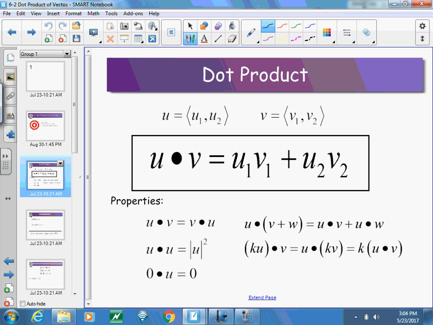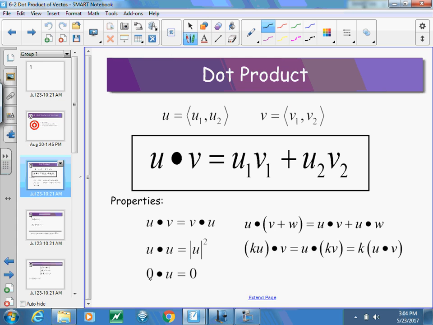Properties of the dot product that we can use: u dot v is the same thing as v dot u, so it's very similar to 2 times 3 is the same thing as 3 times 2. Something new for us is when you take the dot product of u dot u. Usually that would be squaring it. Here it's actually taking the magnitude and squaring it.